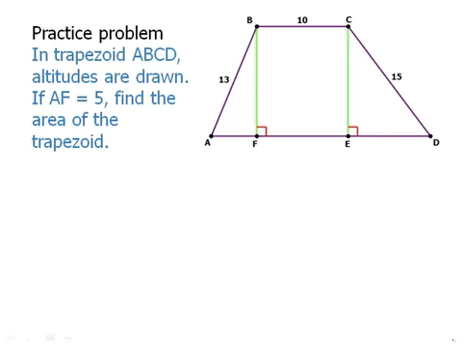Here's a practice problem. Pause the video and then we'll talk about this. In trapezoid ABCD, altitudes are drawn. If AF equals 5, find the area of the trapezoid. Well, first of all, we're going to look at ABF. That little triangle, we have a leg of 5, an unknown leg, and a hypotenuse of 13.